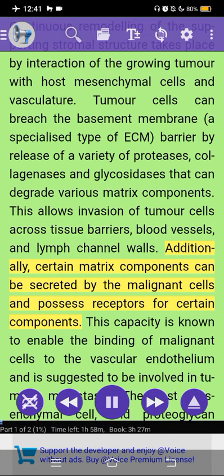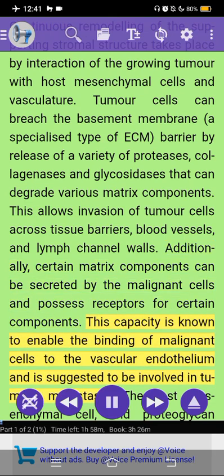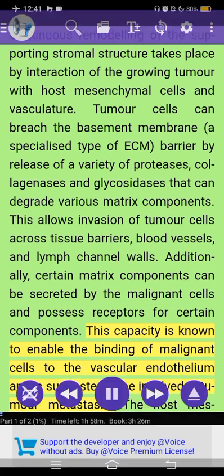Additionally, certain matrix components can be secreted by the malignant cells and possess receptors for certain components. This capacity is known to enable the binding of malignant cells to the vascular endothelium and is suggested to be involved in tumor metastasis.